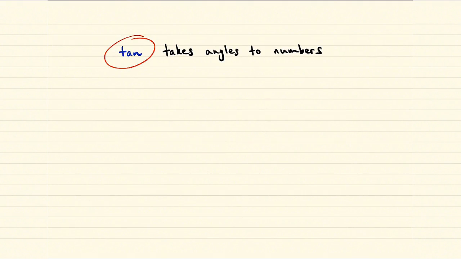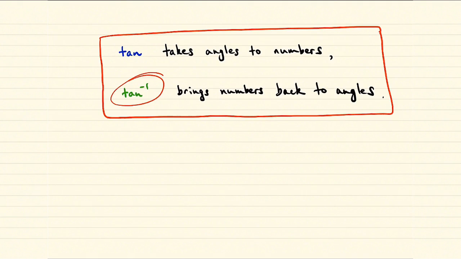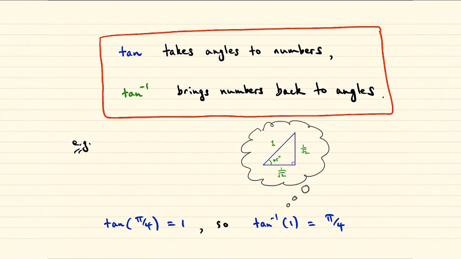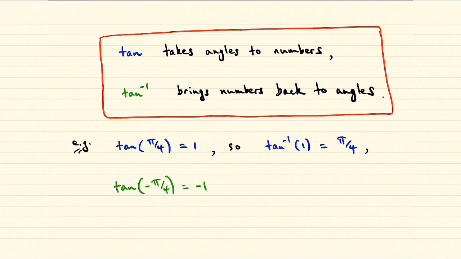Again, just think of tan as taking angles to numbers, and inverse tan as bringing numbers back to angles. For example, tan of 45 degrees, or pi on 4 radians, is 1. So inverse tan takes 1 back to 45 degrees, or pi on 4 radians. Maybe you conjure up in your mind an image of a 45-degree right-angled triangle with equal opposite and adjacent side lengths. Tan of negative pi on 4 is negative 1, so inverse tan takes minus 1 back to minus pi on 4.